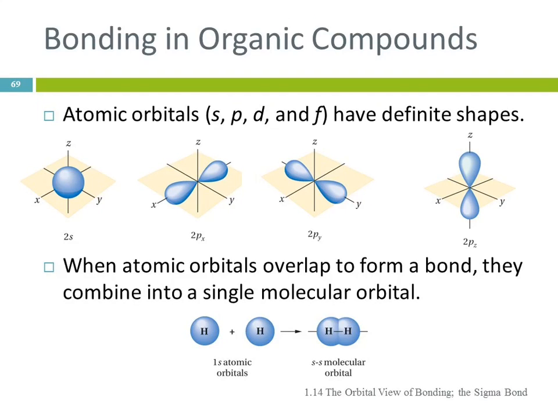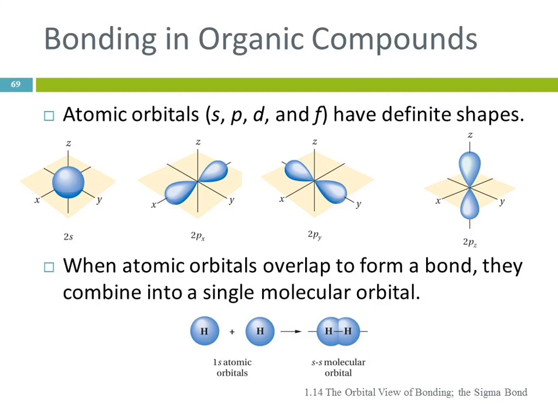So we're kind of in the middle of chapter 1 here. We're on section 1.14. We're going to talk about bonding in organic compounds. So these are illustrations of the shapes of the s and p orbitals for an atom. And we learned about this in general chemistry.